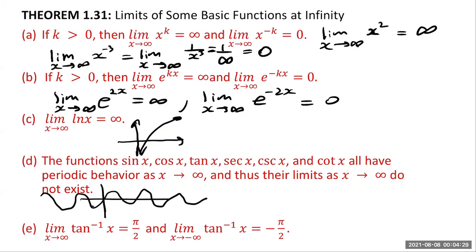And here are some other useful results. Limit as x approaches infinity, tan inverse x is equal to pi over 2, and limit as x approaches minus infinity, tan inverse x is equal to minus pi over 2. Again, this is also clear when you look at the graph of tan inverse.